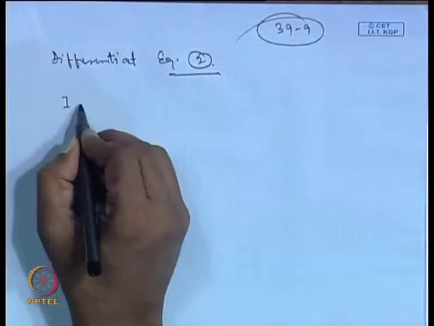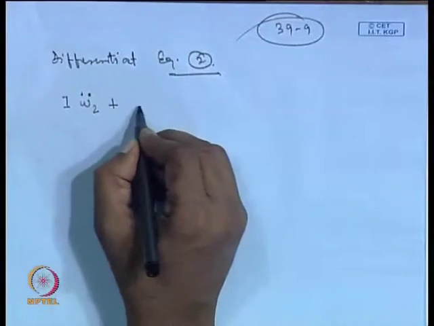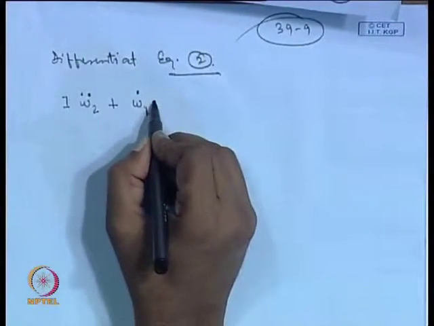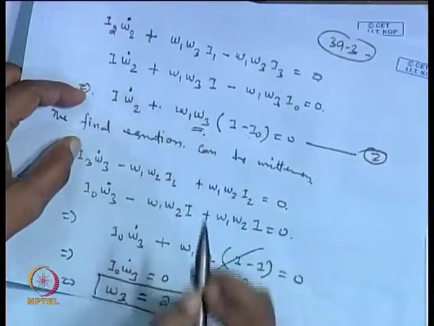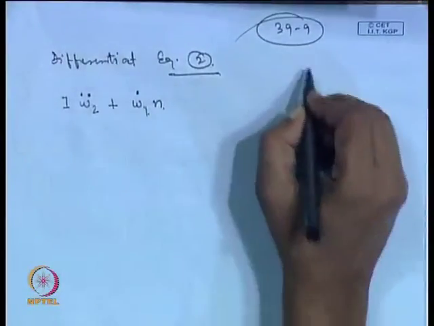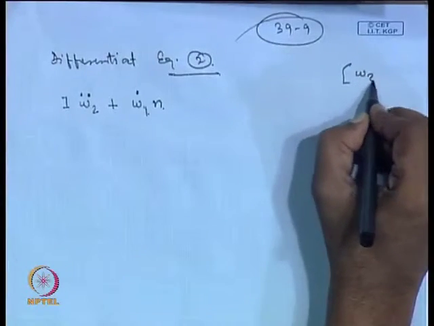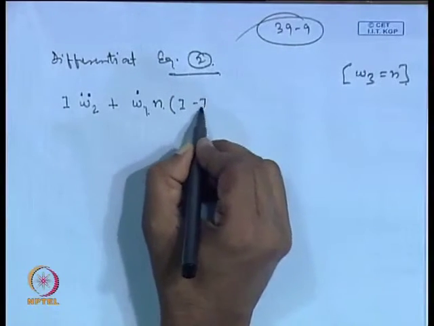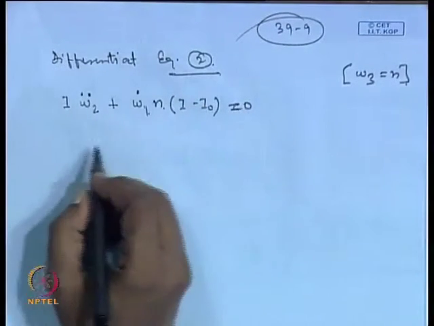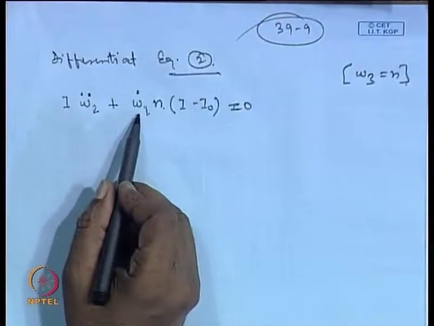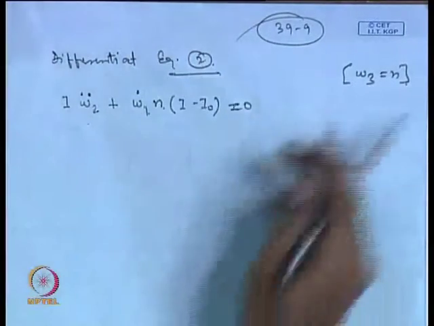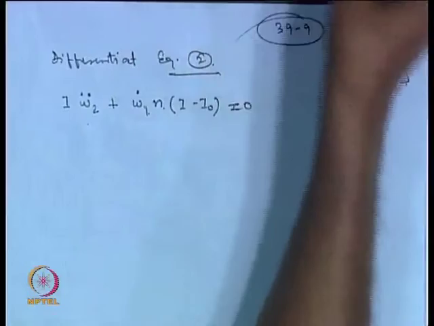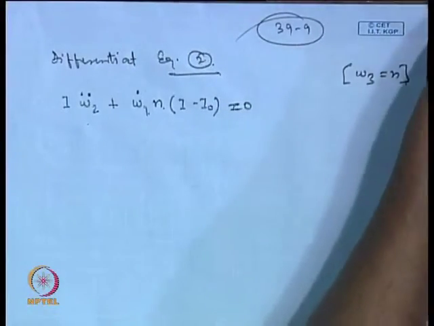So, this will give you I times omega 2 double dot plus omega 1 times omega 1 dot times omega 3. Omega 3 is a constant and therefore, we just put for this as n. Here we can note it down, omega 3 is equal to n. And this is (I minus I 0), this is equal to 0. Now, we need to replace omega 1 dot in this equation. So, omega 1 dot we can replace from equation number 1.